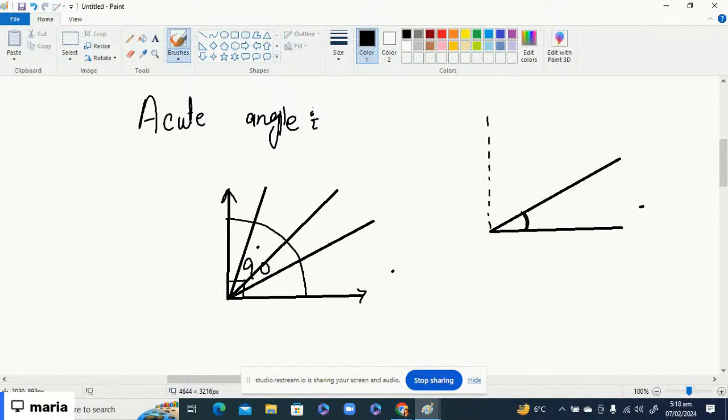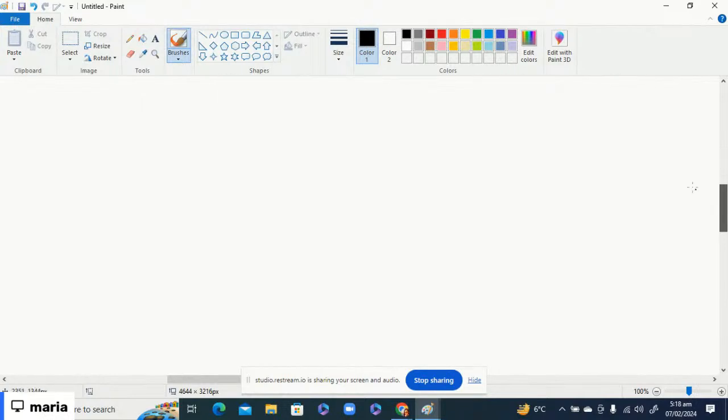Otherwise we can also say that if you have a line this way, this one is also less than 90 degrees, because the 90 degree line is here, the straight, sorry, here is the straight line, so we can say that this is also an acute angle. So all the angles which are less than 90 degrees are called acute angles. Okay, now what is the obtuse angle?